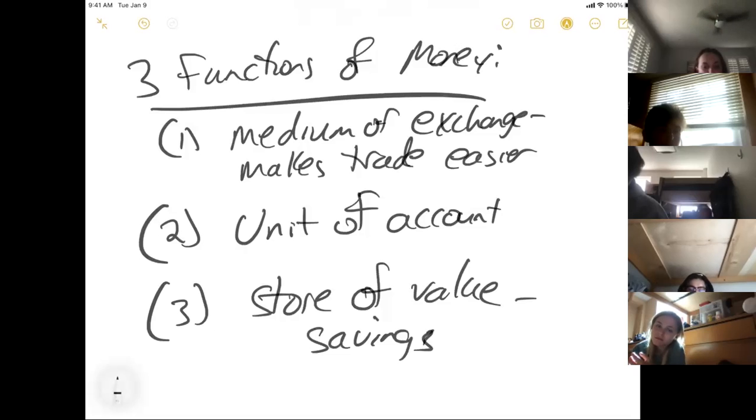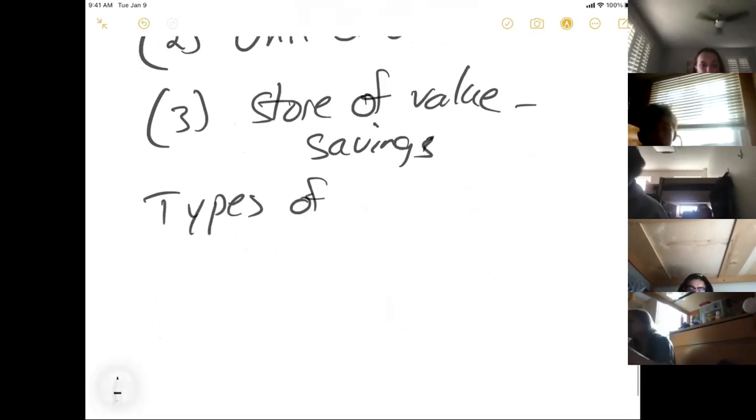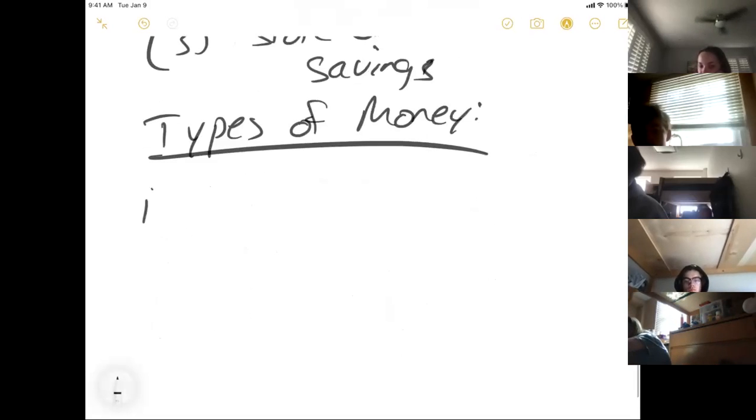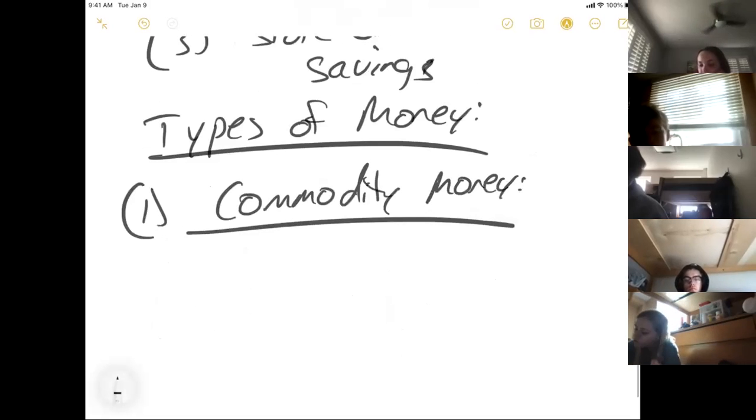Now, throughout history, we have seen many different types of money. The first and the most traditional form of money is what we call commodity money.